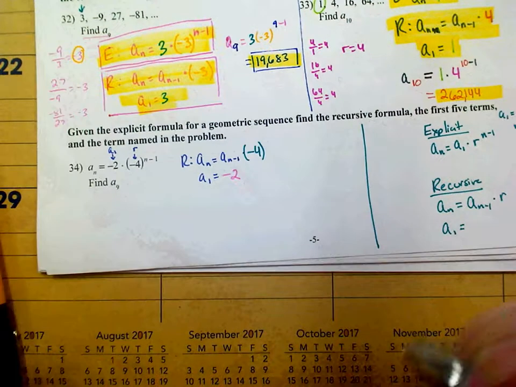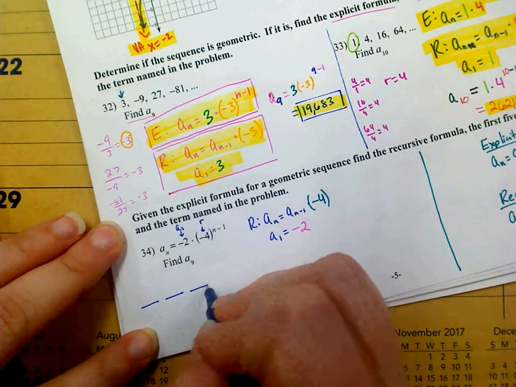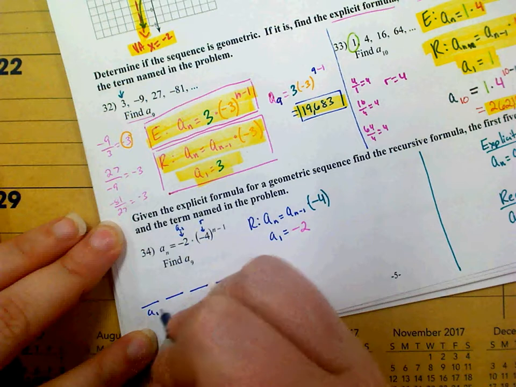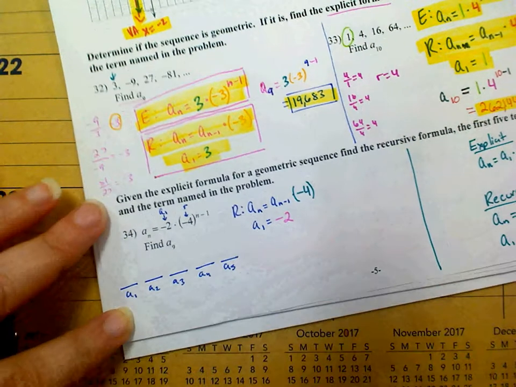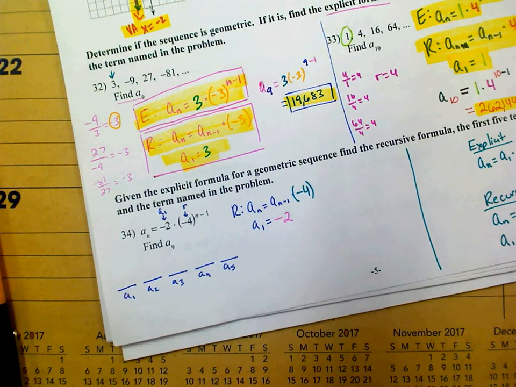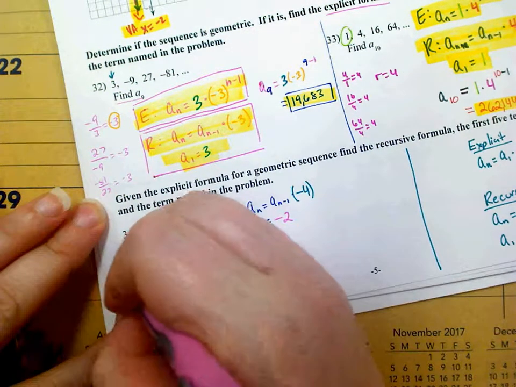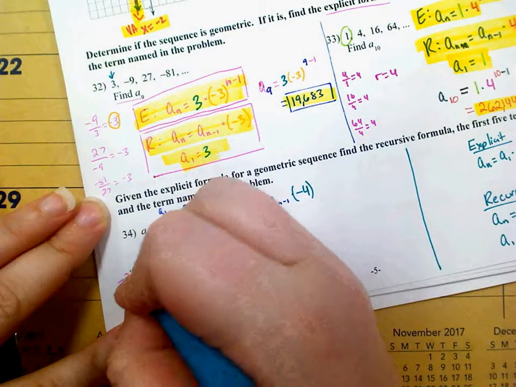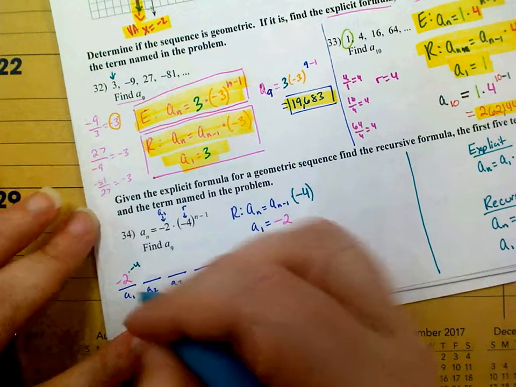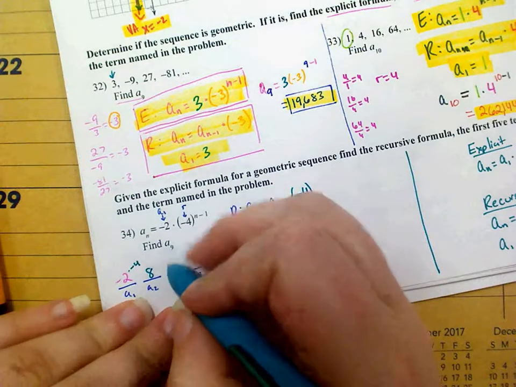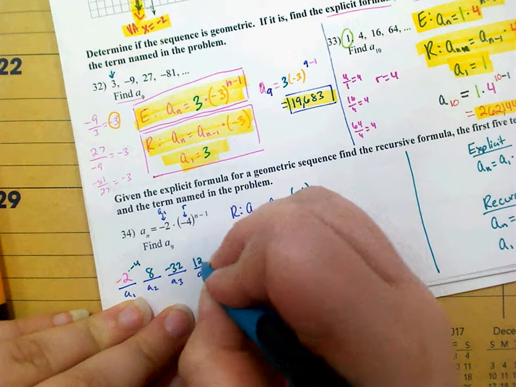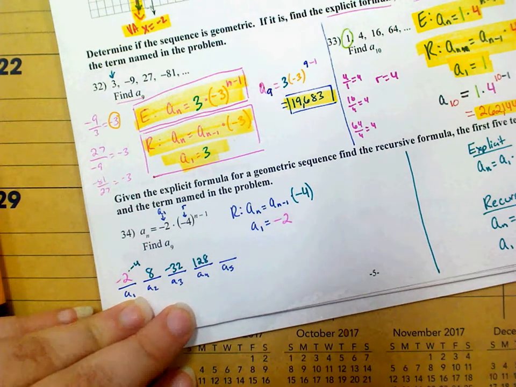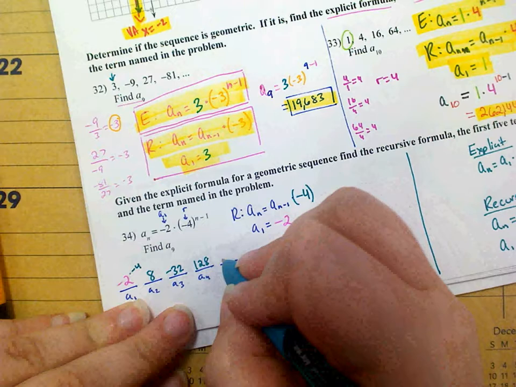It says to find the first 5 terms. So I'm going to go ahead and list a sub 1, 2, 3, 4, and 5. My first term is negative 2. And then you multiply by a negative 4, and you get a positive 8. And then we multiply by a negative 4 again, and we get a negative 32, and by a negative 4 again, and you get 128, and by a negative 4 again, and you get negative 512. So there's my first 5 terms.